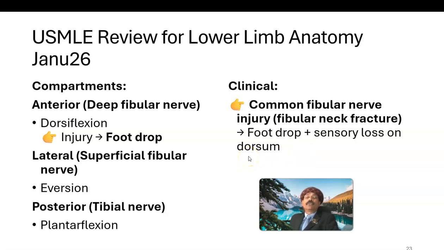Okay, dorsum of the foot, cutaneous innervation is done mostly by the superficial fibular nerve and partly, between the first interosseous space, the cutaneous innervation is carried by the deep fibular nerve.